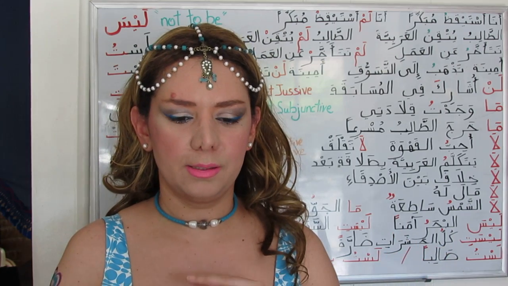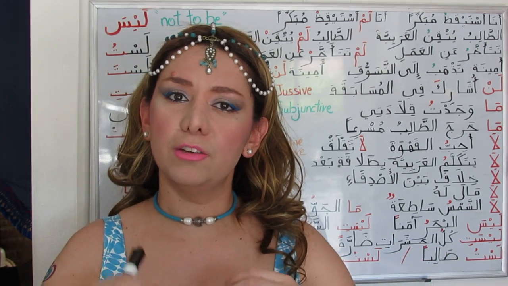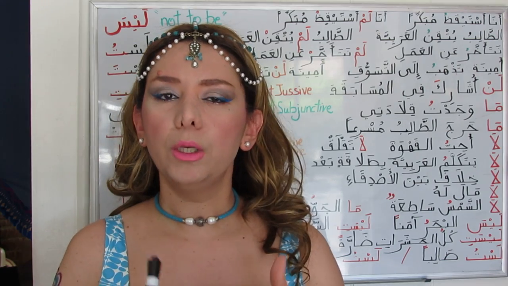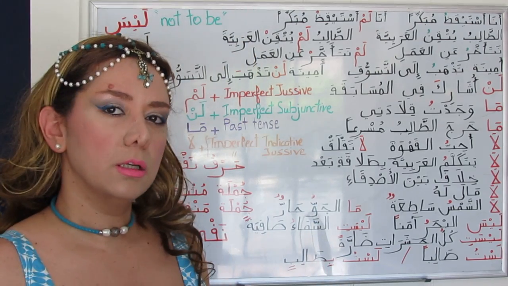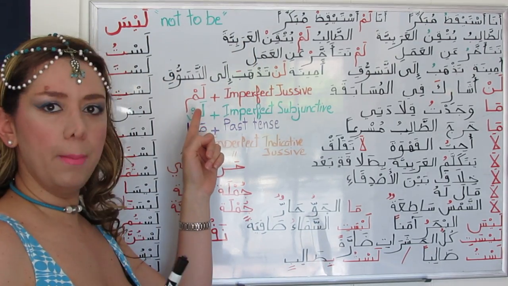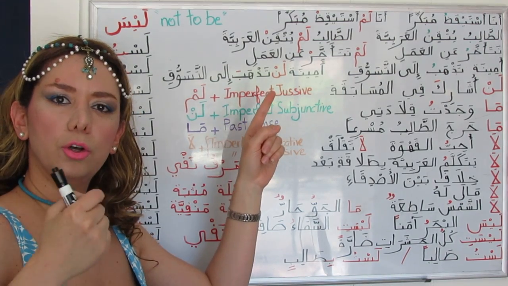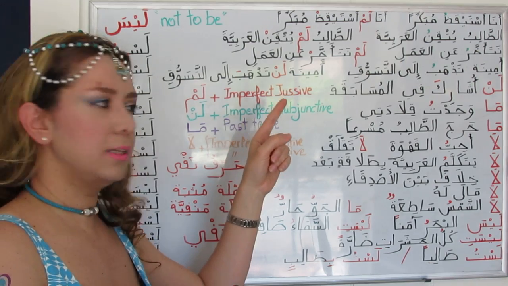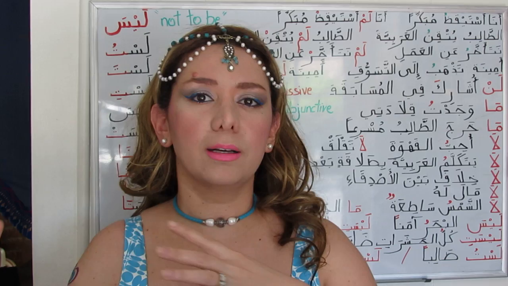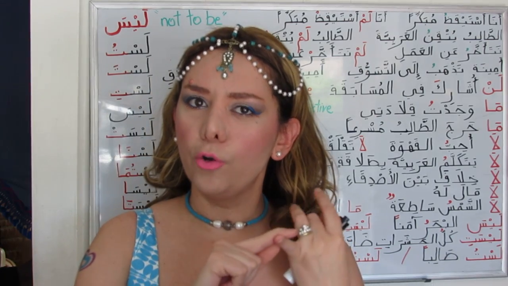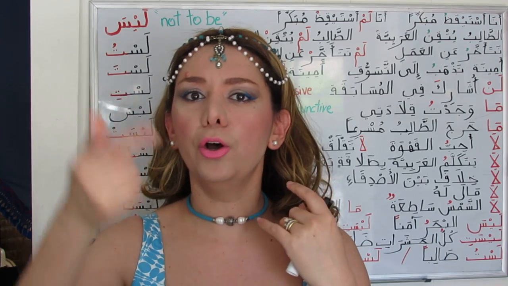So how do we negate a verbal sentence? For negative past form, we use لم plus the imperfect jussive, or the present tense in the jussive mood. When the present tense is preceded by the negative particle لم, the meaning of the verb will shift to the past. How?